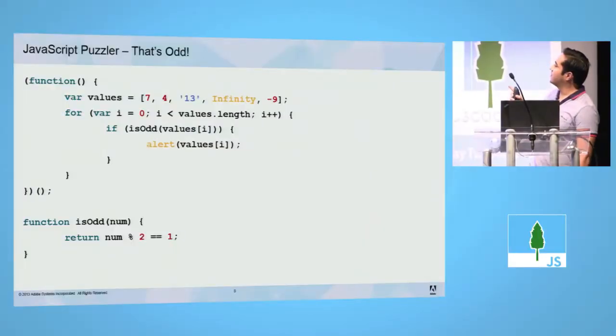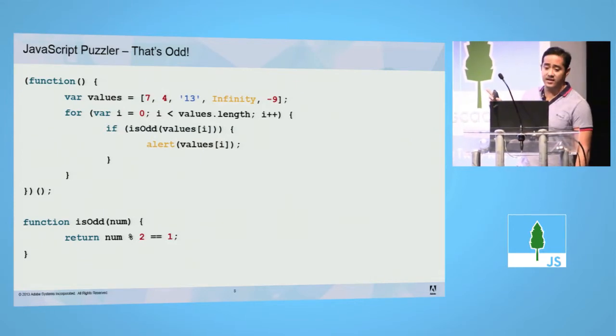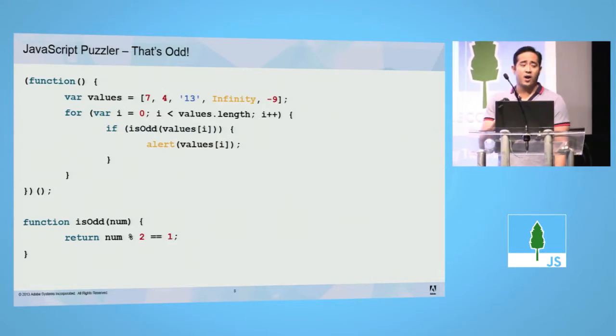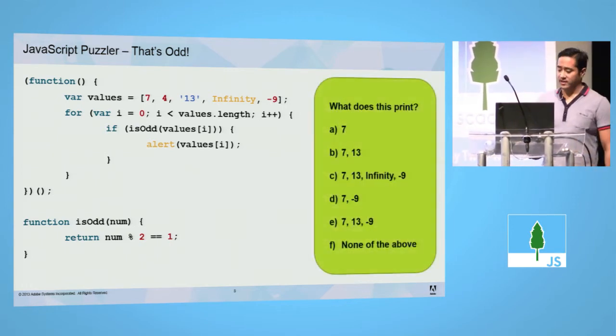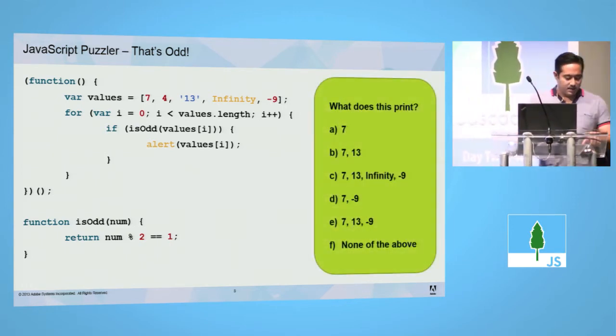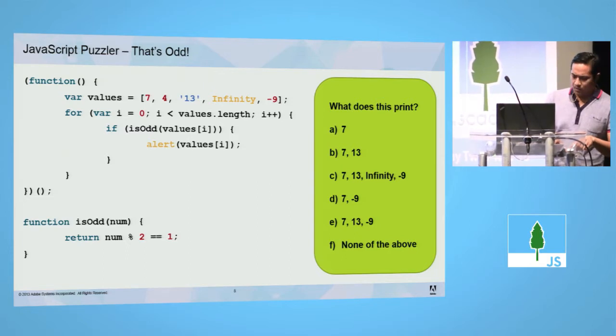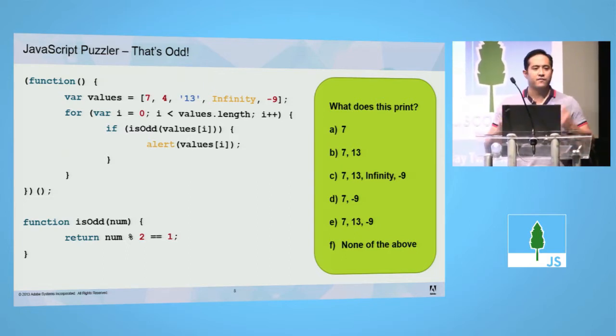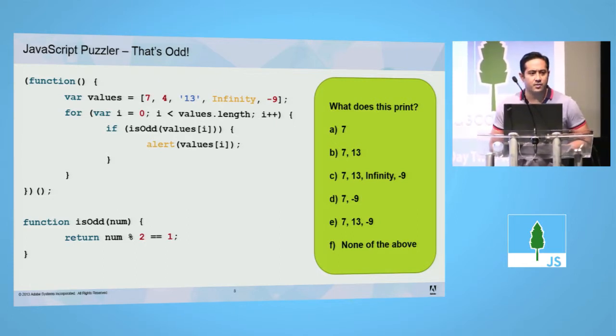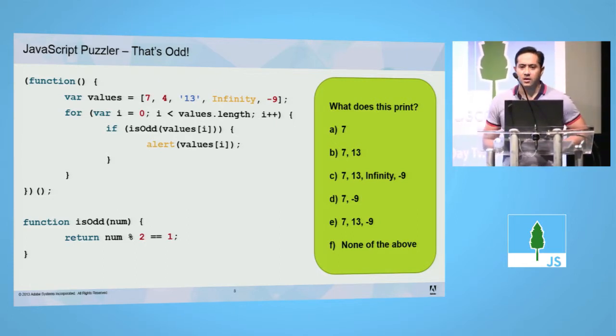So here's my first puzzler. I call this, That's Odd. Take a look at this. It's about 15 lines of code here. Try and figure out, what does this print? I'll give you a few minutes to discuss. Feel free to talk to your neighbor, feel free to discuss around you. In a few minutes, I'll take a vote.